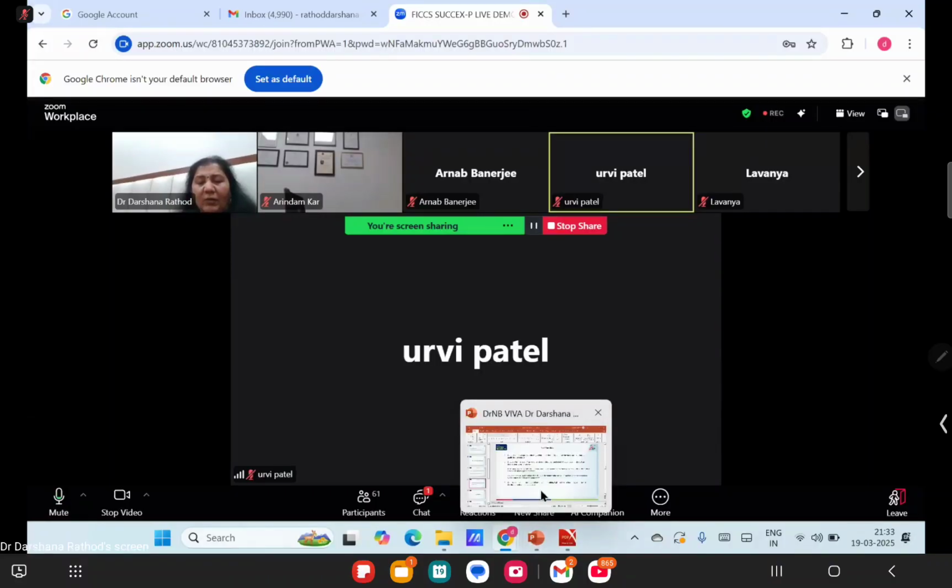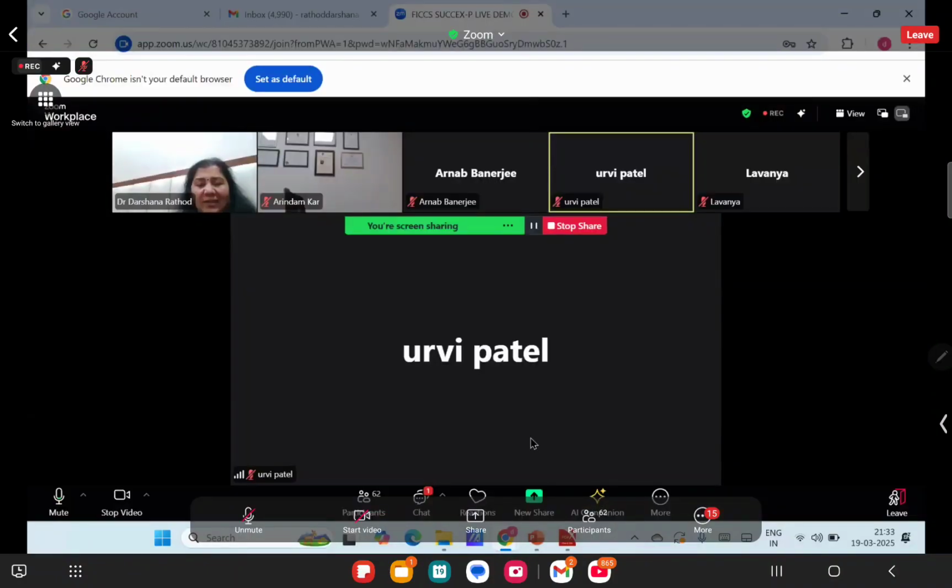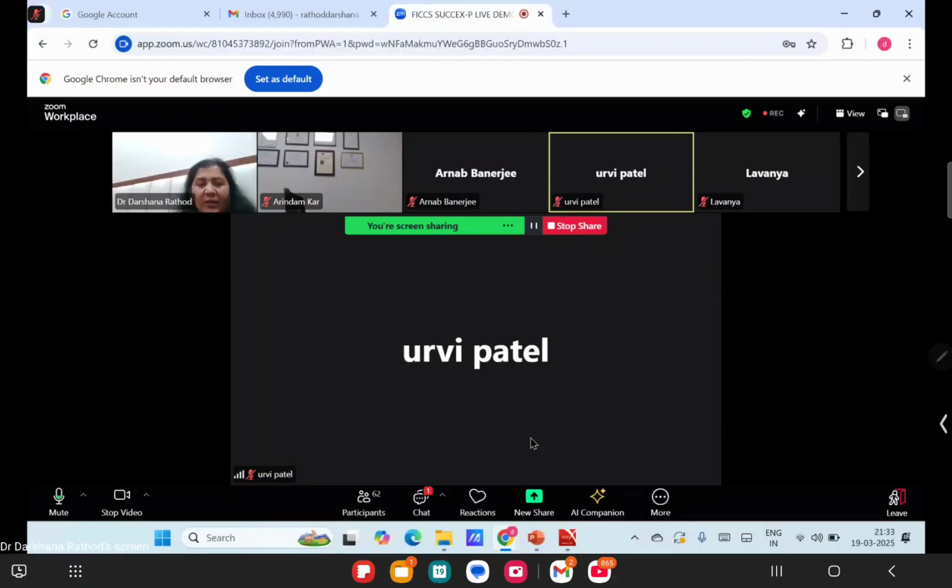Implementation is by training the staff on this, putting it up as a quality improvement project, training the staff, collecting the data, and seeing where the non-compliance is and what are the reasons for the non-compliance.